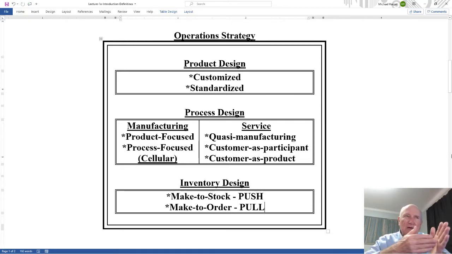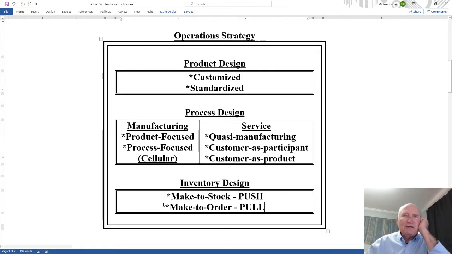So the push-pull boundary is not in the retail store for the product. The push-pull boundary is upstream to the components. And so the components are a push system. The assembly is a pull system. So that design of your inventory is part of a decision within your operation strategy. Now, hopefully you can start seeing how these things work together.